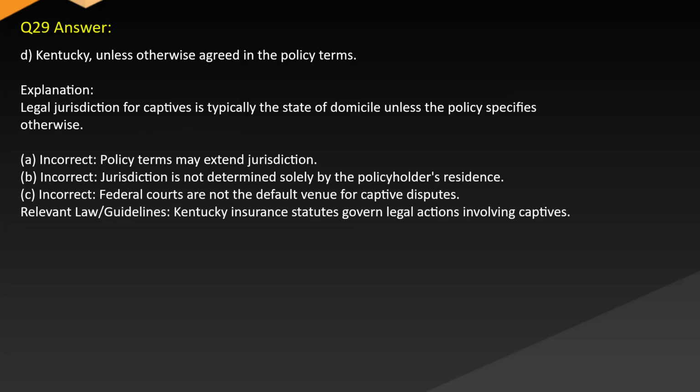Answer: D. Kentucky, unless otherwise agreed in the policy terms. Explanation: Legal jurisdiction for captives is typically the state of domicile unless the policy specifies otherwise. A. Incorrect. Policy terms may extend jurisdiction. B. Incorrect. Jurisdiction is not determined solely by the policyholder's residence. C. Incorrect. Federal courts are not the default venue for captive disputes. Relevant law guidelines: Kentucky insurance statutes govern legal actions involving captives.